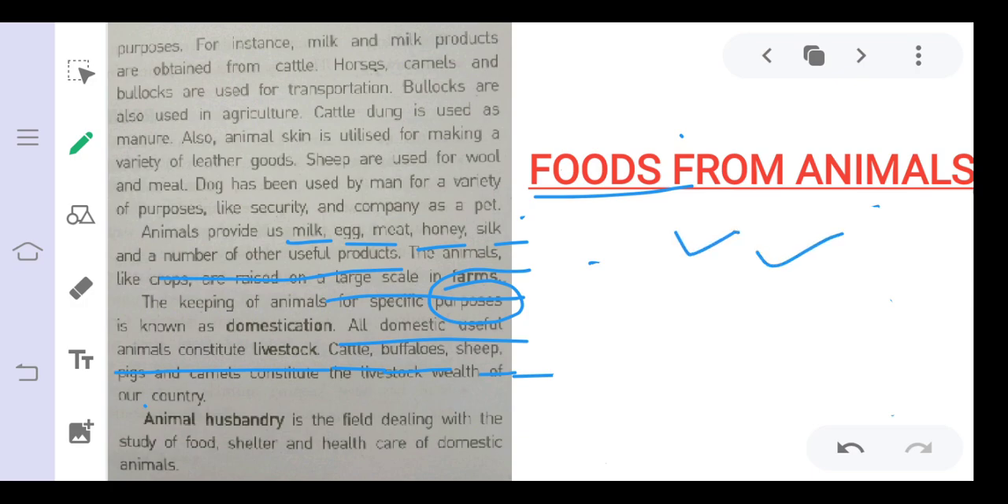The science in which we deal with the study of food, shelter, and health care of domestic animals is called animal husbandry. The branch that deals with the food, shelter, and health care of domesticated animals is called animal husbandry.